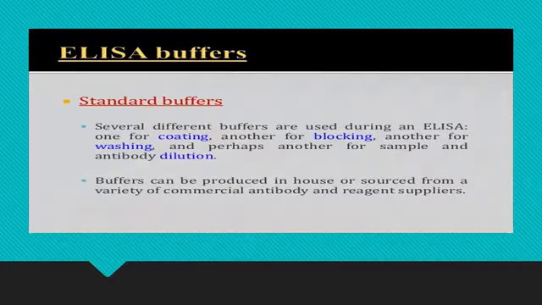We need different types of buffers when doing an ELISA technique. One for coating, another for blocking. As we said, before adding an antibody, we need to block any site so that the antibody will bind specifically to the antigen. Another for washing, as we said, between each step. After each step, there is a washing step. And perhaps another one for sample and antibody dilutions.